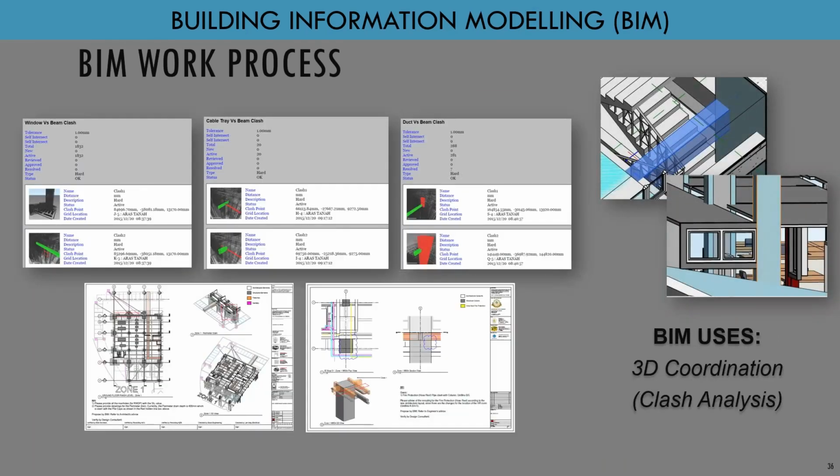This is another part of the design coordination. We call it 3D coordination or clash analysis. We combine the models, we run the clash analysis, and we can get all the results. If there is a clash between the column and the window, we can simply move the column, and then we do the clash analysis again in order to get zero clash.